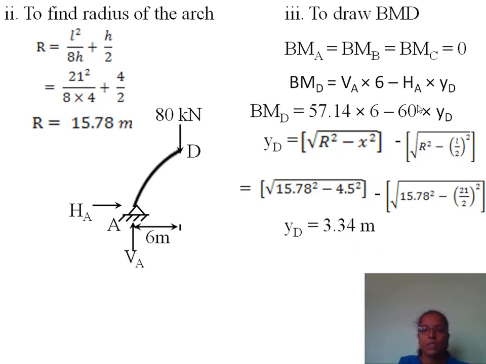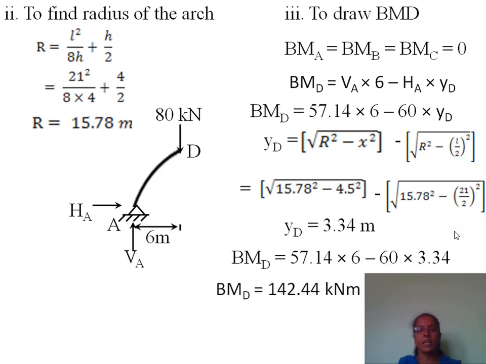Substitute back into the equation for bending moment at D. That will be 57.14 into 6 minus 60 into 3.34. Therefore, bending moment at D is 142.44 kilonewton meter. We know that the positive bending moment always occurs under the point load. So this is the maximum positive bending moment.